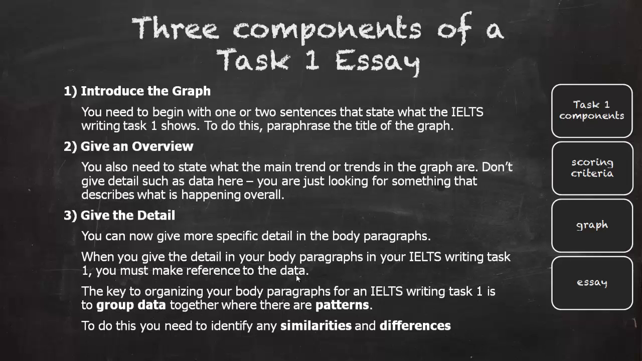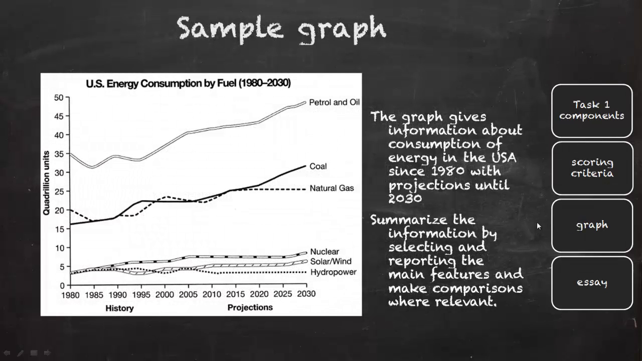The key to organizing your body paragraphs for an IELTS Writing Task 1 is to group the data together where there are patterns. To do this, you need to identify any similarities and differences. So, what does that mean, to group data together where there are patterns? Now, if we look at this graph again, you can clearly see there basically are three groups. So there is a pattern.